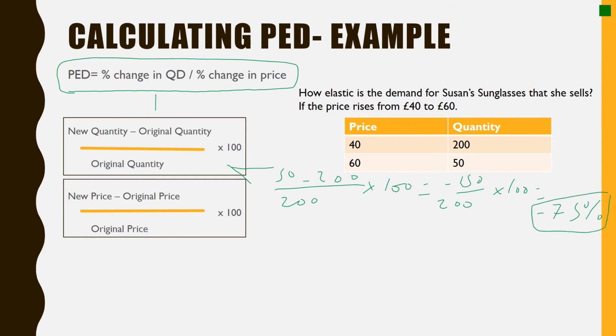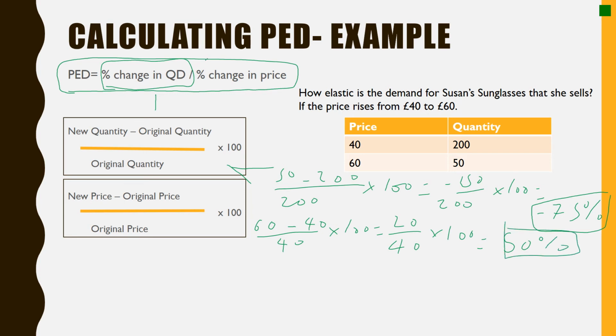Okay, so we've worked out the percentage change in quantity demanded, which is the first part of the formula here. Okay, now we need to work out the second part, which is the percentage change in price. So the new price is now at £60, minus the original 40, divided by the original price of 40, times 100. 60 minus 40 is 20. We divide that by the original price of 40 times 100, okay, and we should get 50%.